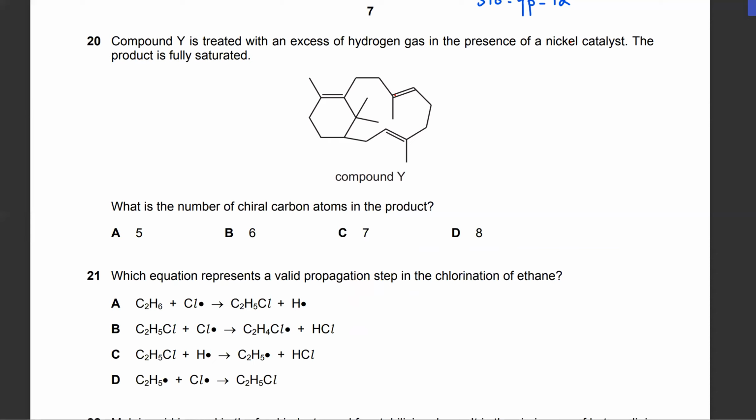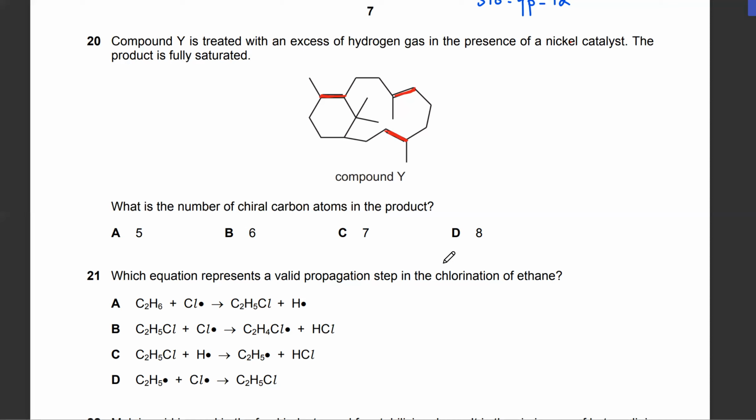And instead, in their place, you'll have hydrogens getting added, right? So all these double bonds, they would go away, and the carbon would become fully saturated. Is that clear? Tanya, is this clear? This one? Yes, sir. So what is the total number of chiral carbon atoms?